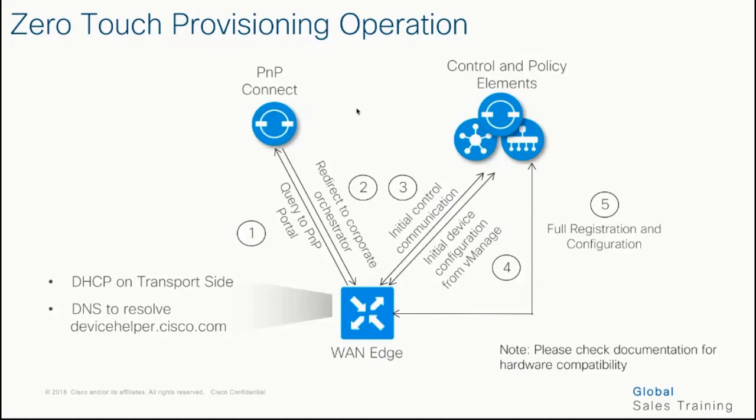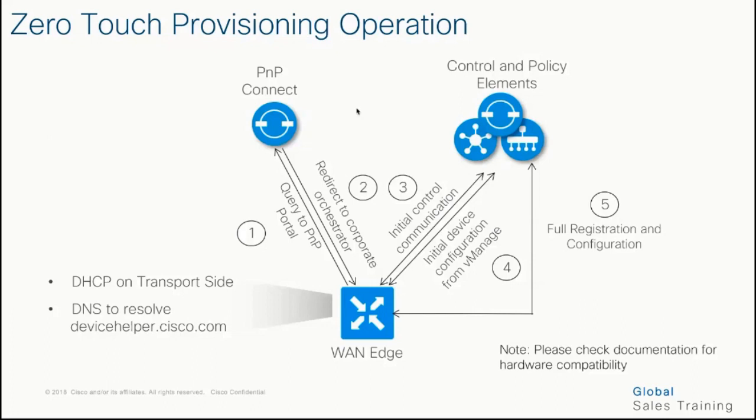The moment you plug in a device, with the help of the DSCP pointer, it will go and resolve devicehelper.cisco.com, and it reaches out to your PNP server and looks at the profile. Based on the profile, it gets the org name or your vBond information and reaches out to the vBond, and the vBond connects to the vManage and the vSmart. The vManage will have a template, push out the template, and bring up the device. The device gets the configuration from the vManage, and then it is done.